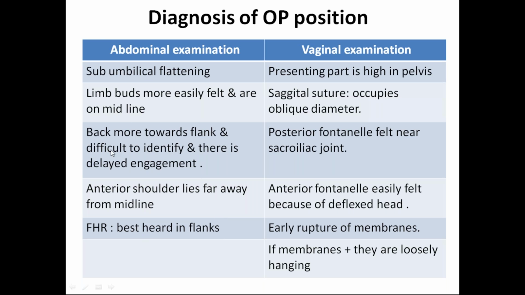So these are the abdominal examination findings: subumbilical flattening, limb buds felt very easily in the midline, back difficultly felt in the flank, and the head engaged very late. Whenever you find the back is on the right side, always suspect an occipito-posterior position. When doing an umbilical grip, the purpose is to know which side is the back and which side the limb buds are. So if you find the back on the right side of the patient, you have to suspect an occipito-posterior position. Now that we have ultrasound, it's very easy to diagnose an occipito-posterior.